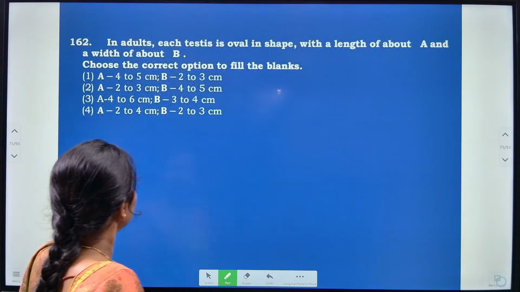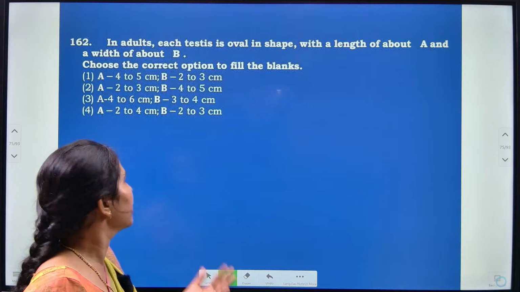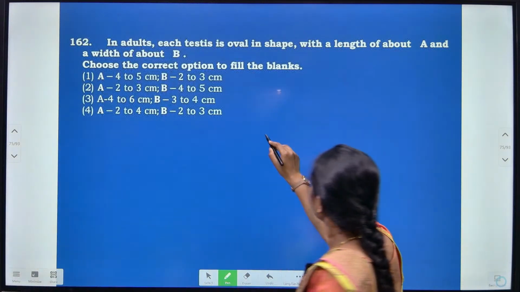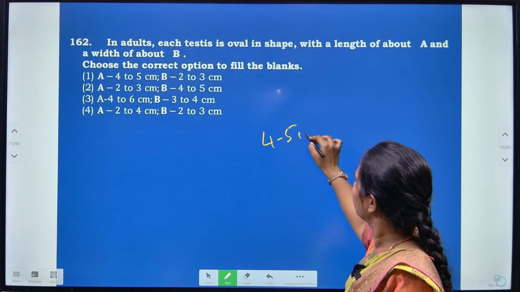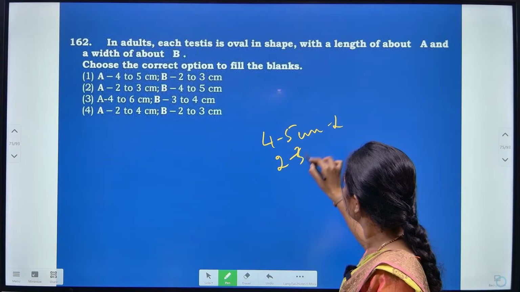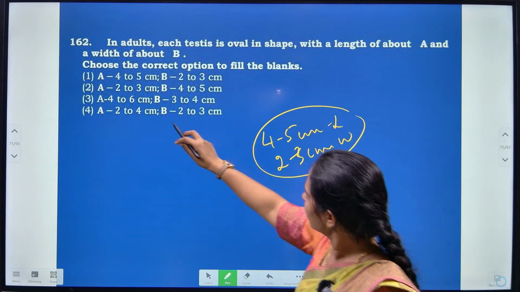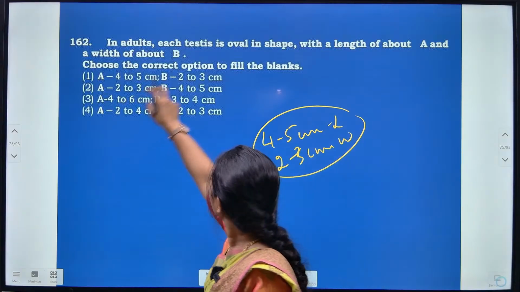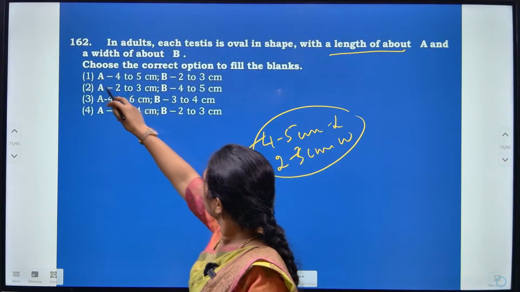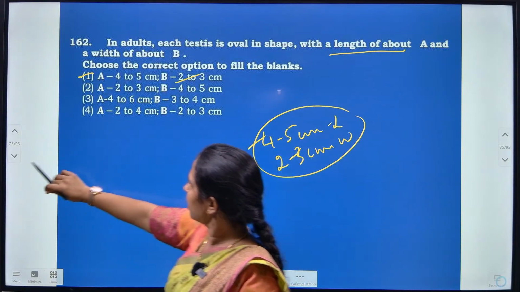In adults, each testis is oval in shape with a length of about so and so, and they have asked you the width here. So the length will always be 4 to 5 centimeters here, and the width will be 2 to 3 centimeters here. So according to this, choose the correct option here. A is the length, which will always be 4 to 5. So 4 to 5 will be yes, and B is 2 to 3 centimeters, right? So option 1 will be the right option.